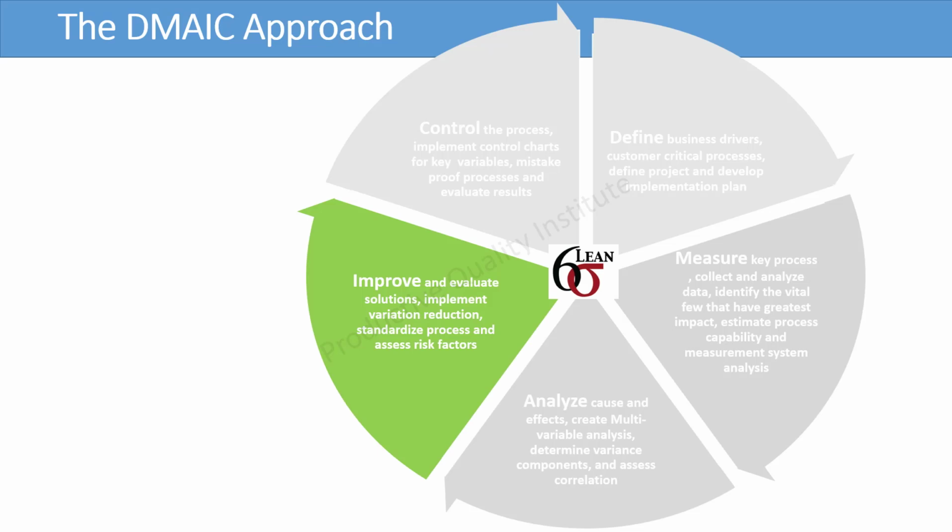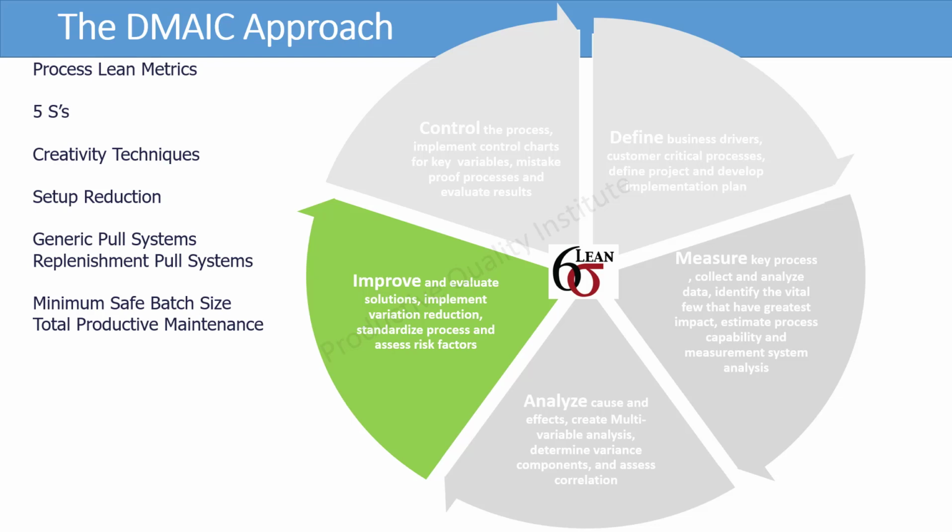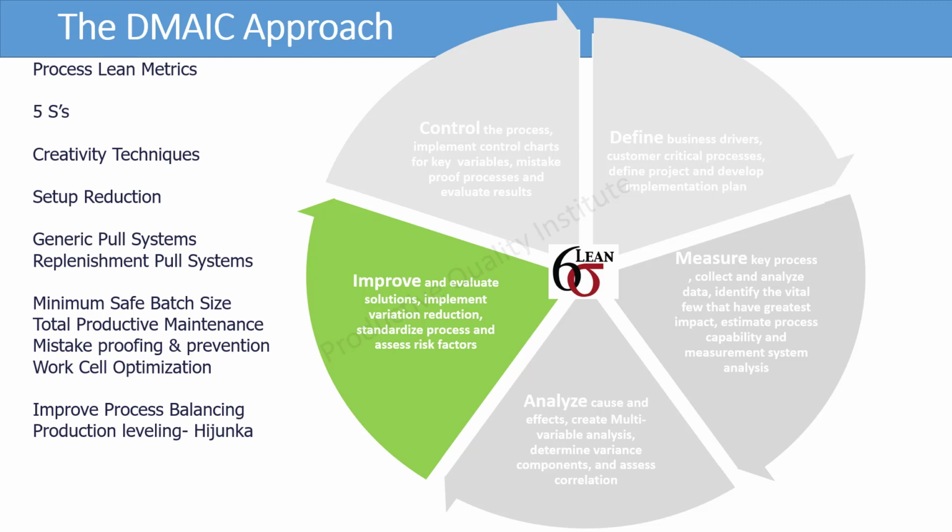During the module, the following topics will be covered: process lean metrics, 5S, creativity techniques, setup reduction, generic pull systems, replenishment pull systems, minimum safe batch size, total productive maintenance, mistake proofing and prevention, work cell optimization, improved process balancing, production leveling Heijunka, visual process controls, failure mode and effects analysis, implementation planning.